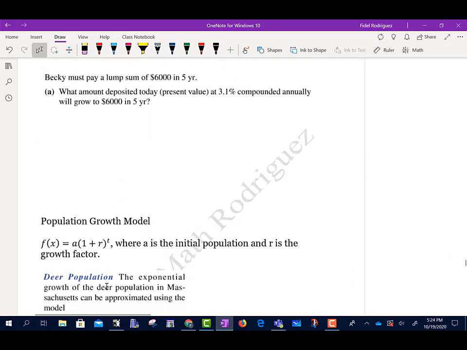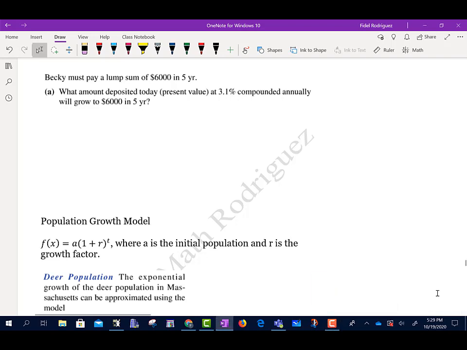Okay, so let's take a look at this next one. It says Becky must pay a lump sum of $6,000 in 5 years. What amount deposited today, the present value at 3.1% compounded annually, will grow into $6,000? Okay, so hold on real quick.